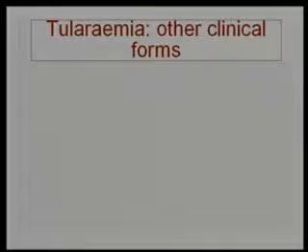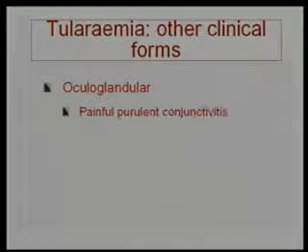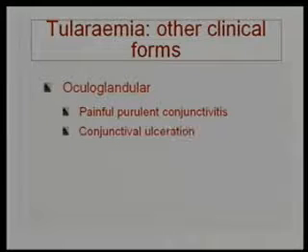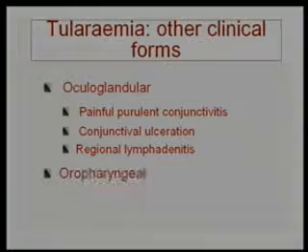Okay, there are the other clinical forms that I mentioned to you. They are very, very rare, especially oculoglandular, in which case there's painful purulent conjunctivitis. Conjunctival ulceration, again the same thing. That's what you would expect from Francisella tularensis infection. Regional lymphadenopathy, again because from there it will go to the regional lymph nodes and cause swelling and inflammation of lymph nodes, and those would be the symptoms.